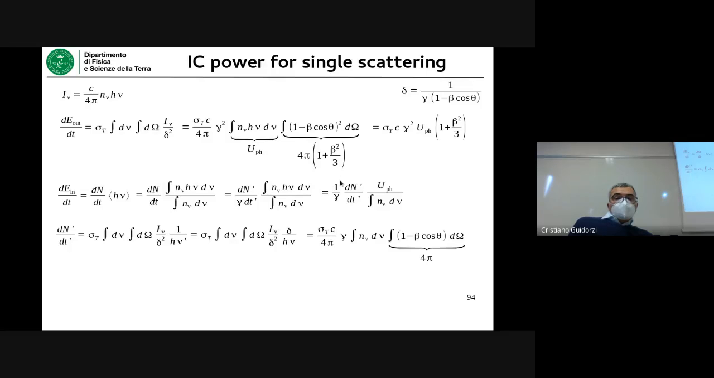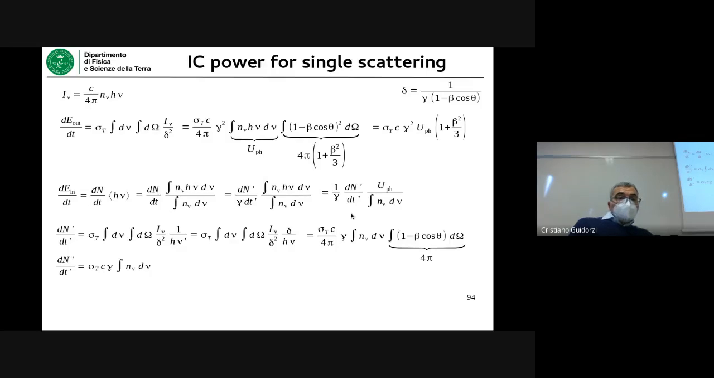So if you work out the integral, this one is even more straightforward, because the average value of cos theta over the solid angle is just 0. Of course, the integral of d omega is just 4 pi. So this can be easily done just by visual inspection. You don't even need to calculate it. Again, 4 pi just cancels away. So in the end, you're left with sigma Thomson, c, gamma, and then this integral, the integral of n nu d nu.